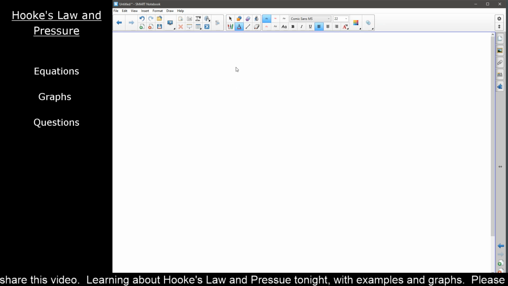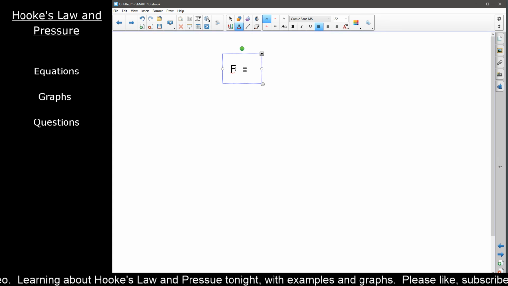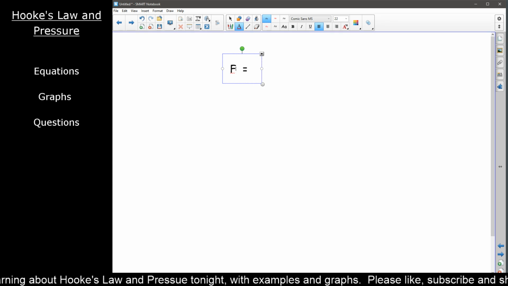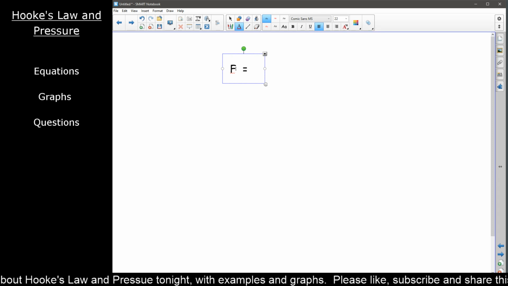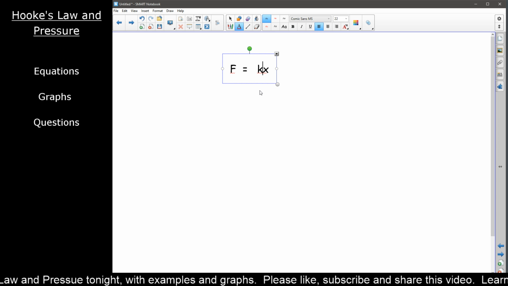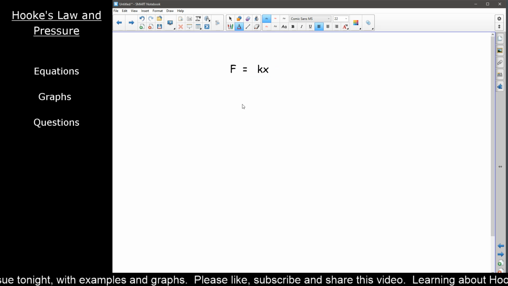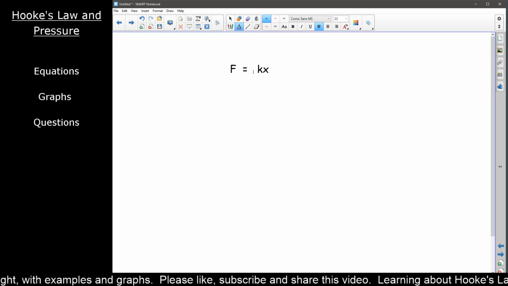Hooke's law basically says that as you increase the force that's applied to some form of elastic object, the extension increases as well. Okay, but not equally. There's some form of multiple here called k. So this is what we call a proportional relationship. That force is equal to some constant times x.